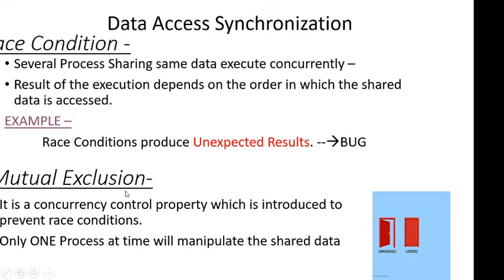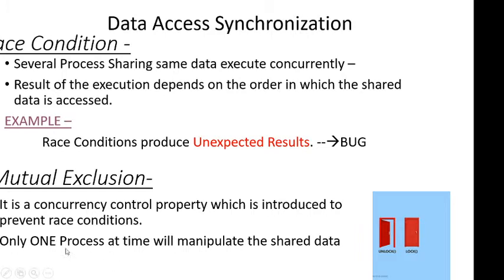So mutual exclusion गर्यो भने race around condition हुँदैन. So it is a concurrency control property which is introduced to prevent race condition. So mutual exclusion भने के हो? Only one process at a time will manipulate the shared data. Right? So what is an answer to race condition is mutual exclusion.